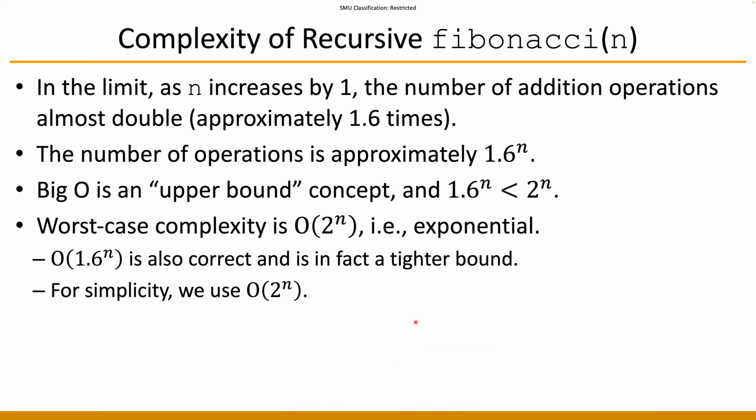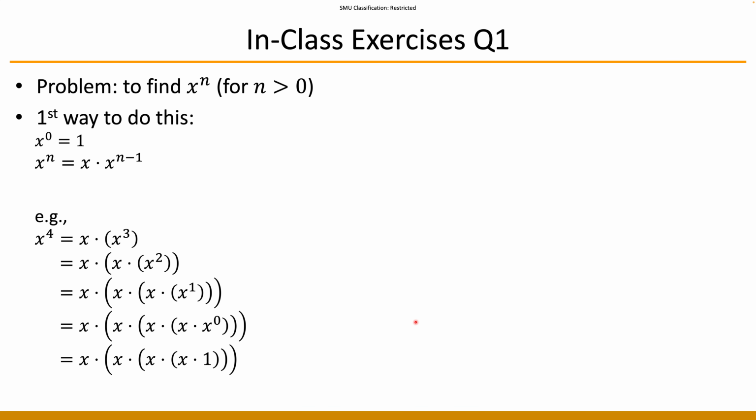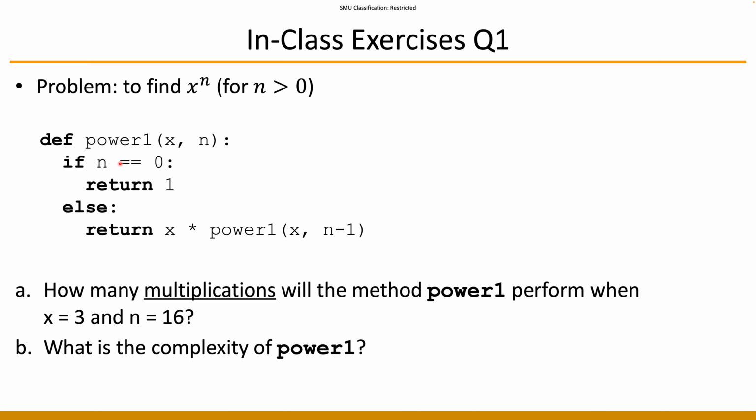All right, so this is what will happen if we run our recursion. Now again, we use another very simple math formula. Think about how you can use this particular recursive relationship to turn this recursive mathematical formula into a recursive function. Just call this function power 1, and for this specific case, x equals 3, n equals 16, quantify the number of multiplications, right? And then based on that, try to derive the complexity of power 1, right? So this is part 1.